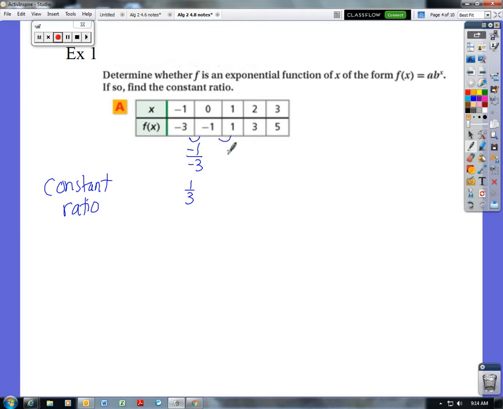And then if you do this one, you'll have 1 divided by -1. That's -1. Here you're going to have 3 divided by 1, or 3. And here you're going to have 5 divided by 3, which is 5/3, which is 1 2/3. Gosh, I knew that it just wasn't sounding right. I need a bigger eraser. Okay. 1 2/3. So you look at all those common ratios and they're all different. So that means this is not exponential.